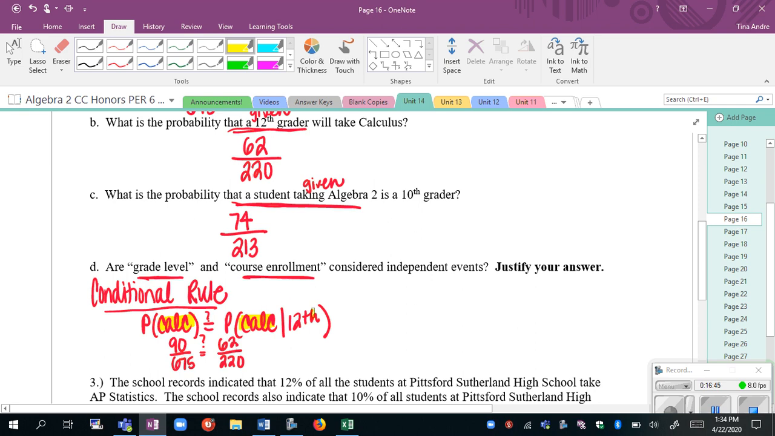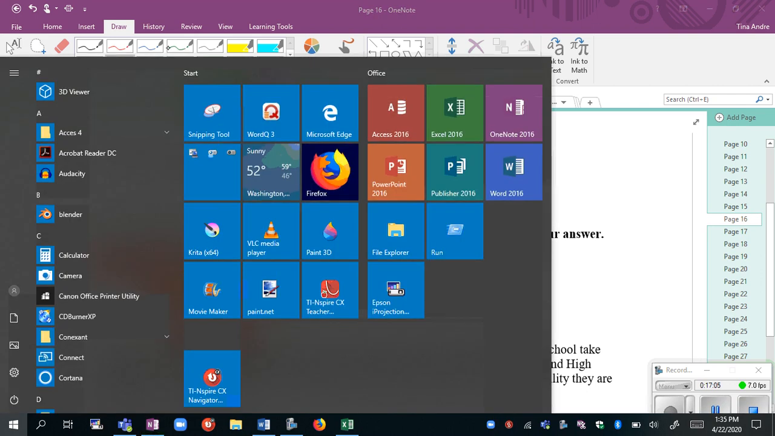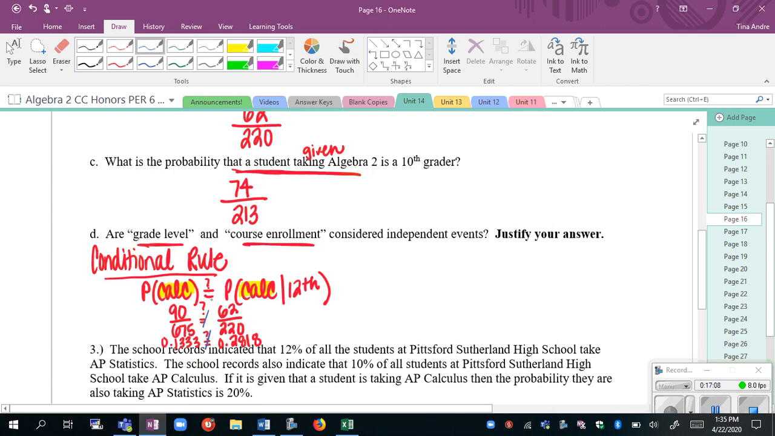given some other condition? Now when I look, I just get my decimals here. For 90 over 675, I'm getting 0.1333. Is that equal to 62 divided by 220? I get 0.2818. So no, not equal. It will happen sometimes that they are equal, just so you know. But in this situation, because of this conditional rule, I just verified that these events are not independent.